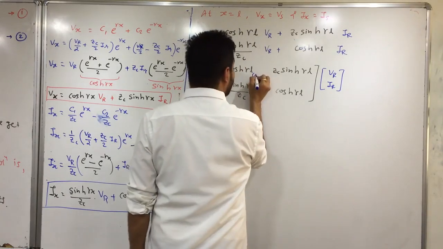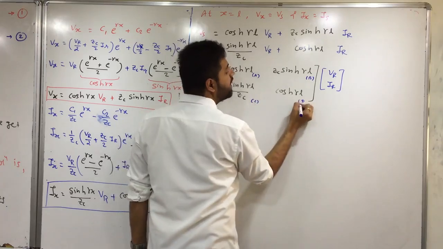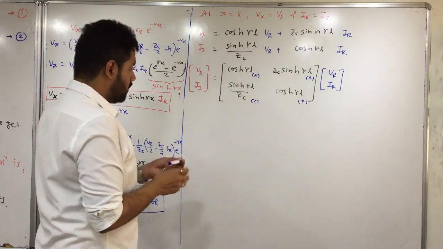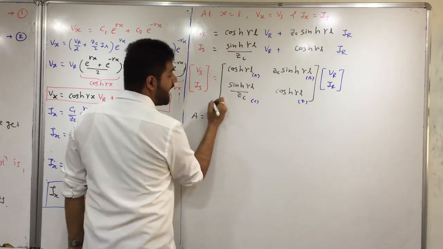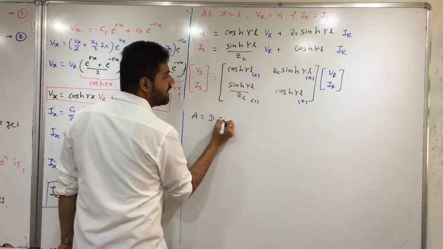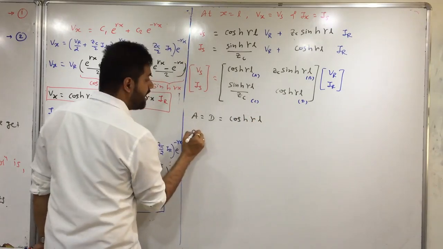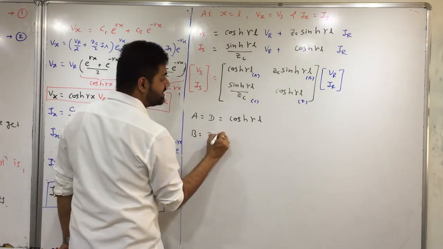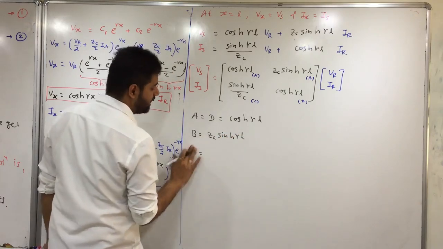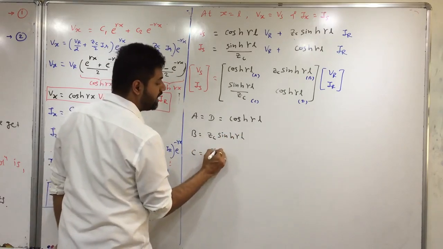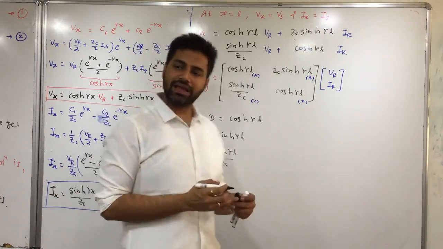So this becomes my A parameter, this becomes my B parameter, this becomes my C parameter, this becomes my D parameter. So I can write down A is equal to D is equal to cosine of hyperbolic gamma L. B is equal to ZC sin hyperbolic gamma L. C is equal to sin hyperbolic gamma L divided by ZC.